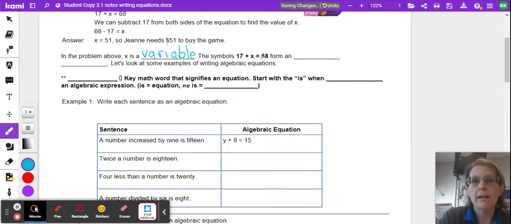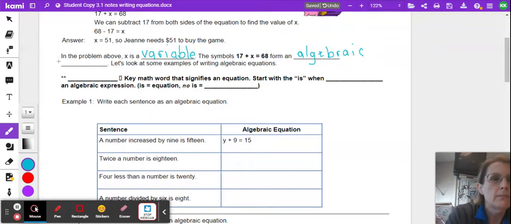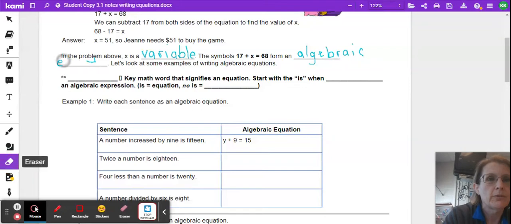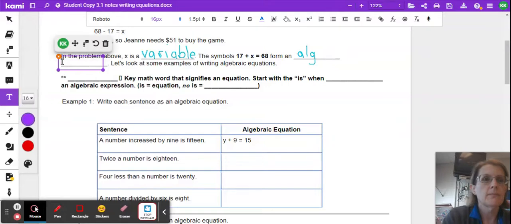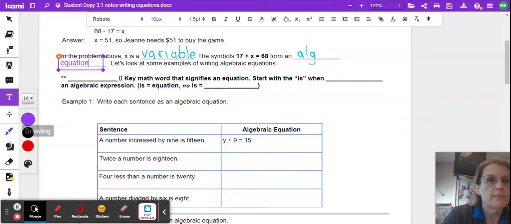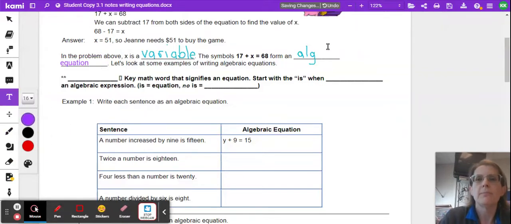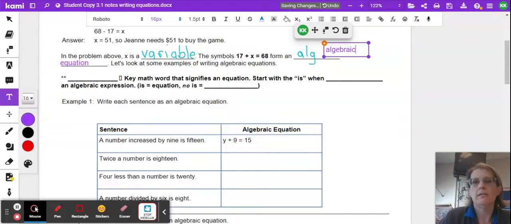So the symbols 17 plus X equals 68 forms an algebraic equation. I'm just going to have to use the text tool since it is not cooperating today. So it's an algebraic equation. Algebraic equation.